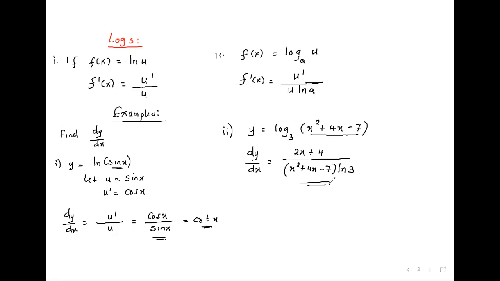Next. So this is enough for ln, we're done. For logs, we only have 2 methods. One is when the base is e, that is when you have ln. The other one is when the base is not e. And that's all. Then I want to talk about implicit differentiation now.